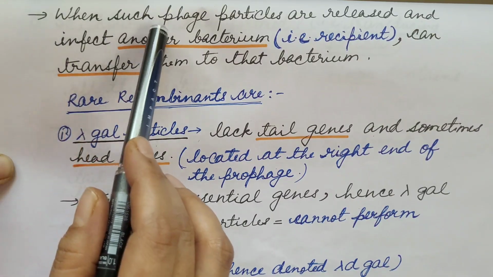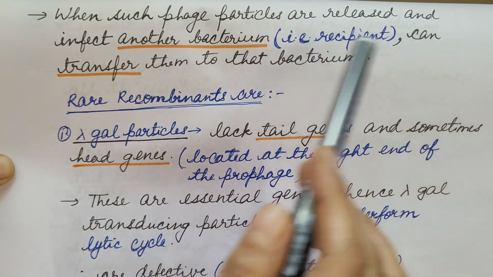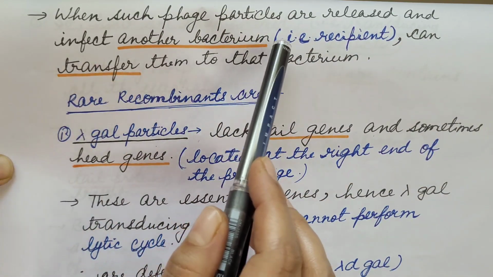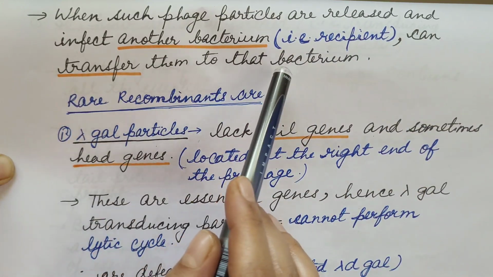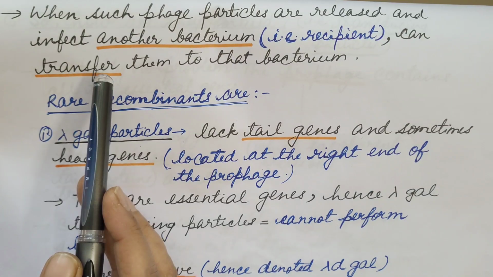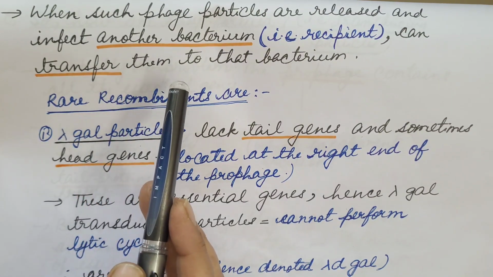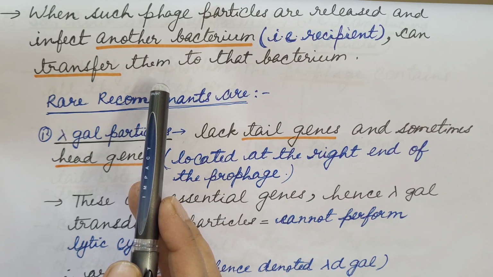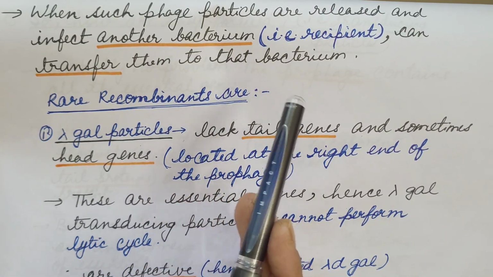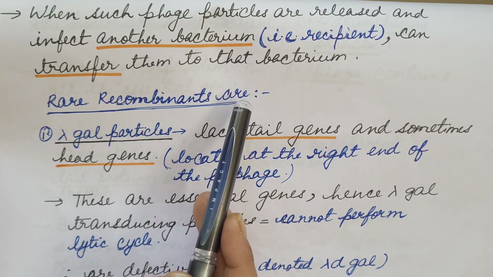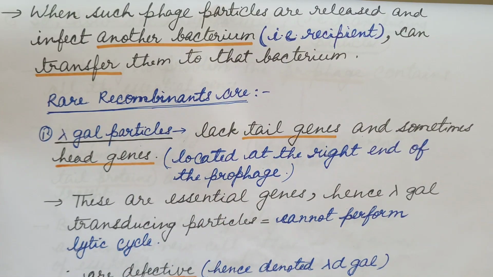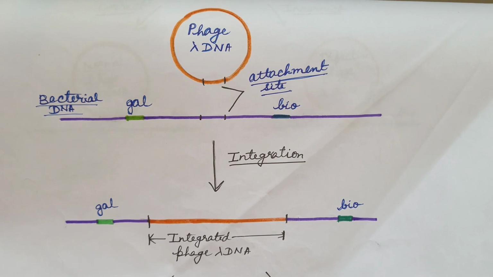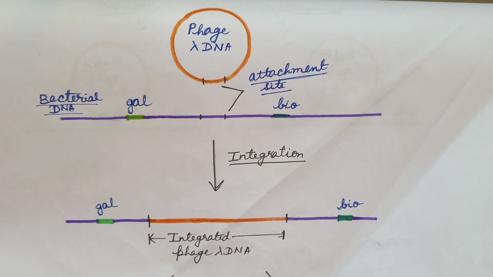So when such transducing phage particles are released and infect another bacterium, that is the recipient bacterium, these can transfer them to that bacterium. It means specific genes of the donor bacterium are transferred to the recipient bacterium by phage lambda transducing particles. So it is the example of specialized transduction. Now let us understand the mechanism of transduction for phage lambda and E. coli with the help of this diagram.